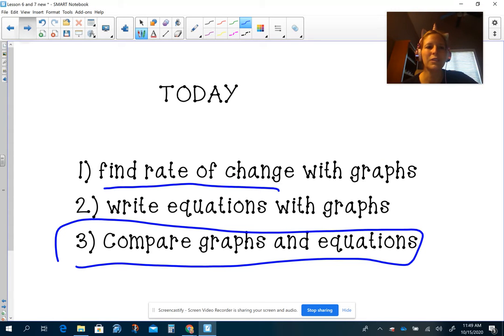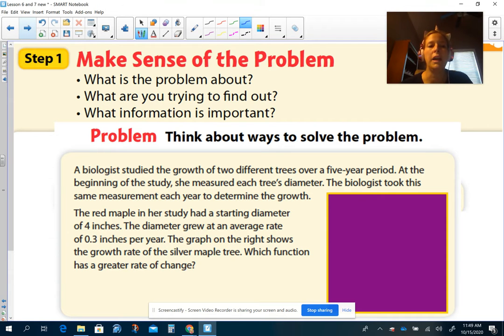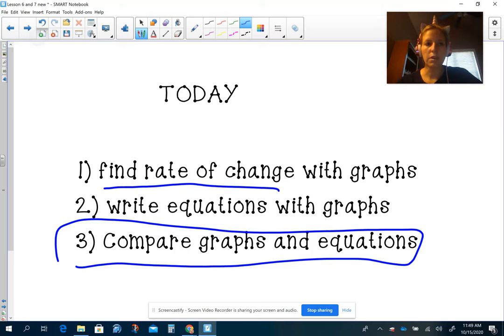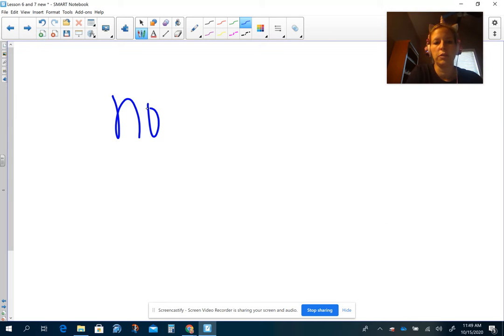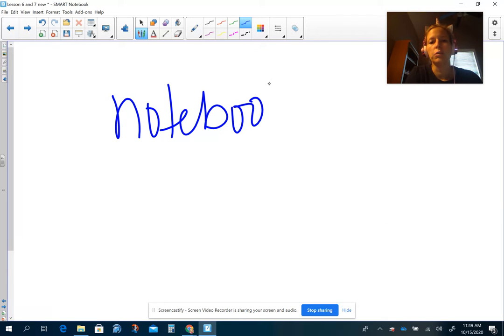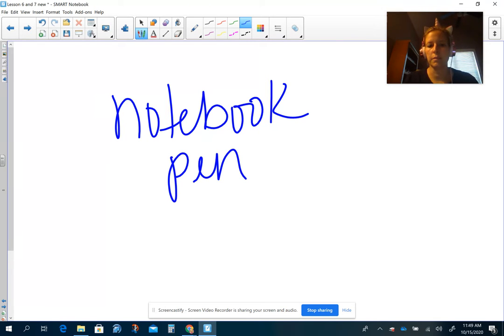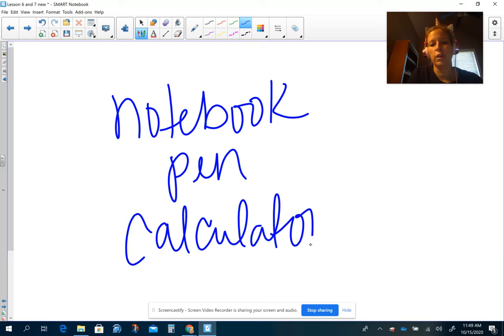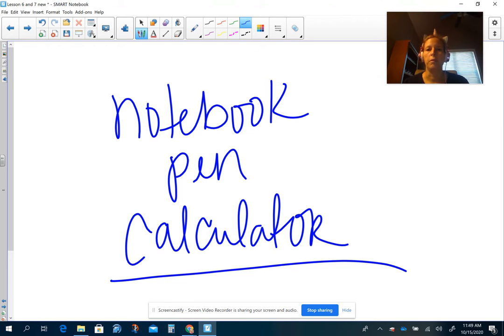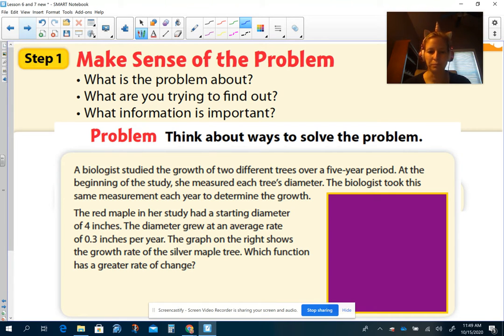Okay, so let's get started. Make sure that you have your notebook out. If you do not have your notebook, I want you to get your notebook and something to write with, pen, pencil, something. You don't need a calculator, but if you want a calculator, every day during Unit 2, go ahead and grab your calculator and get it ready, okay? So pause your video and make sure you've got what you need. Awesome. Okay, so let's get started.